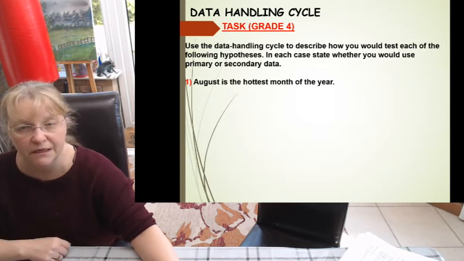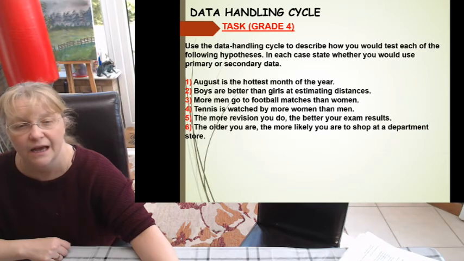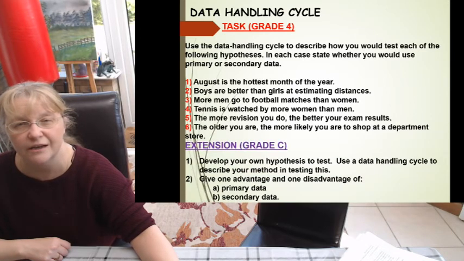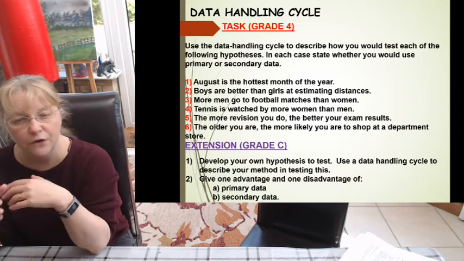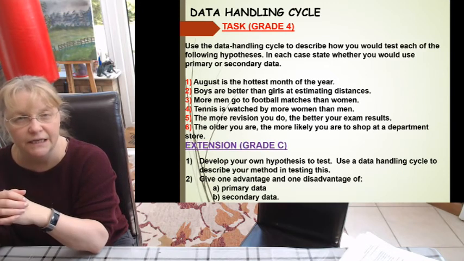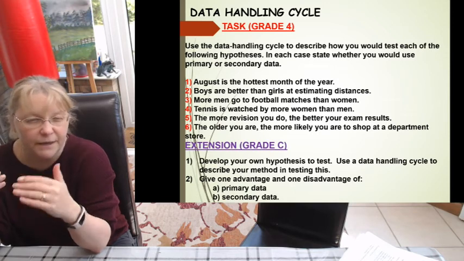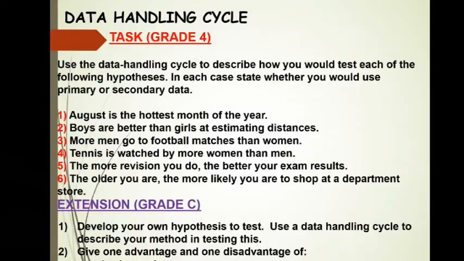Questions I've come up with: is August the hottest month of the year? Boys are better than girls at estimating distances, etc. Now, you can also develop your own hypothesis to test and use the data handling cycle then. So pause now and try and go through maybe 2 of those questions.